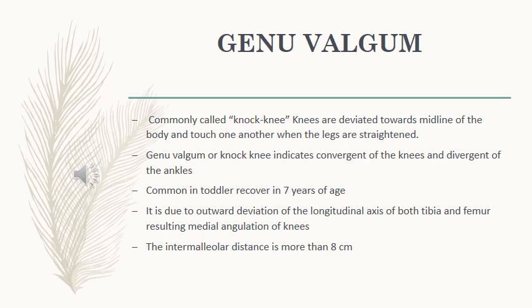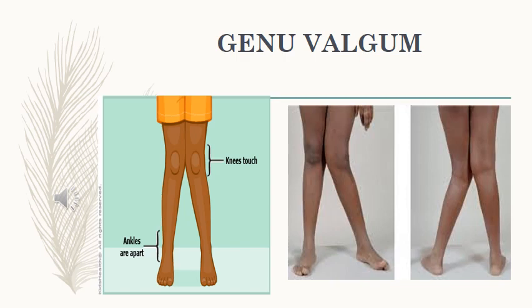Genu valgum, commonly called knock knee. It is a convergence of the knees and divergence of the ankles due to outward deviation of the longitudinal axis of both the tibia and femur. The intermalleolar distance is more than 8 cm. This is the picture of genu valgum.